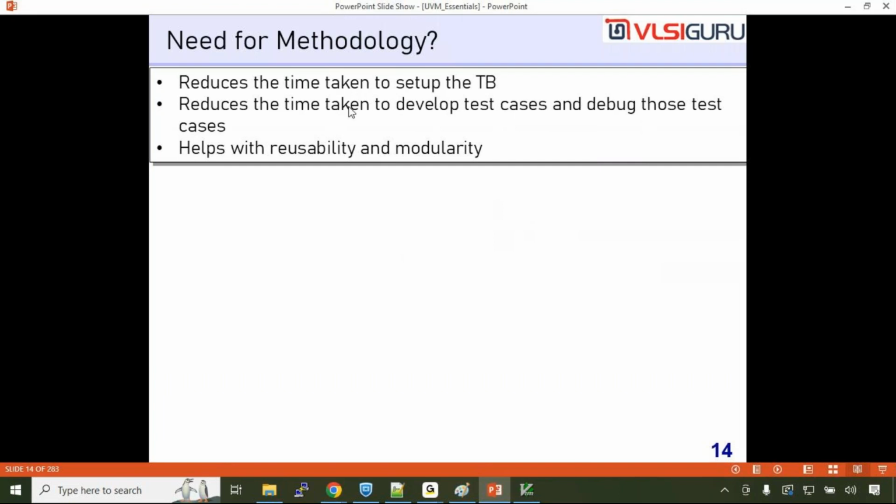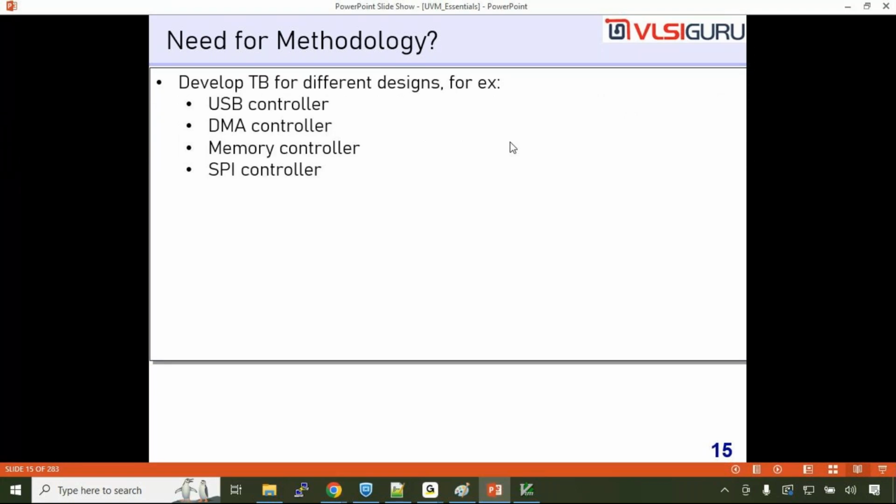Even developing a test case becomes very easy. Debugging those test cases also becomes easy. It helps with reusability and modularity. You can reuse things very easily. Whatever is developed for some other design, some test bench, you can reuse it for this design. And it also helps with modularity. Need for methodology, like developing test benches for different designs.